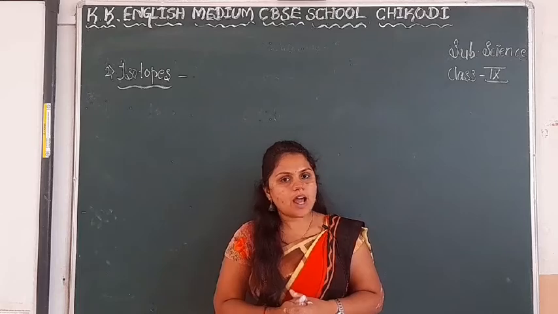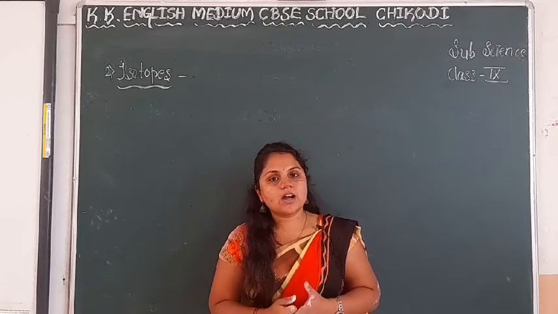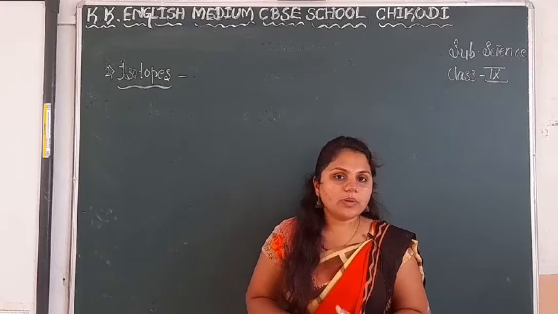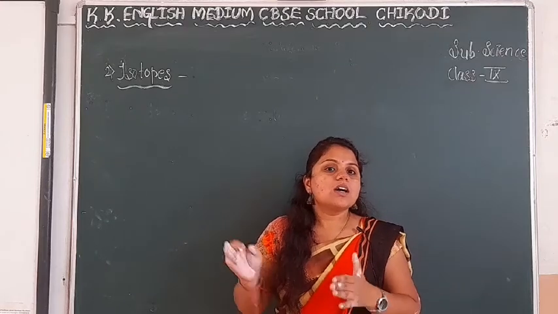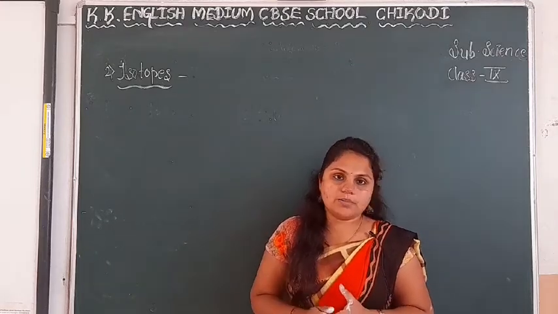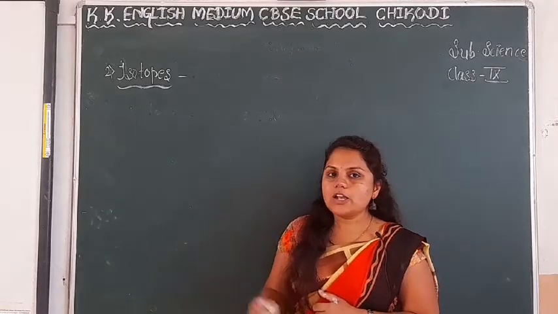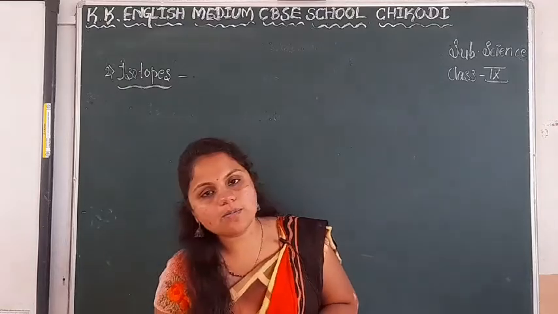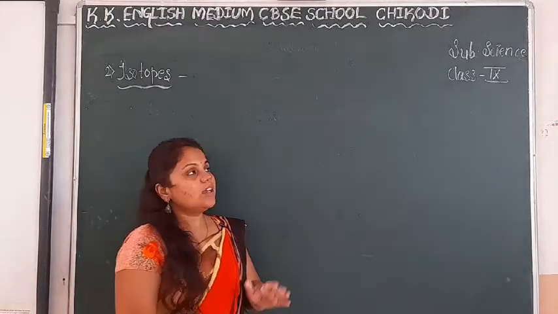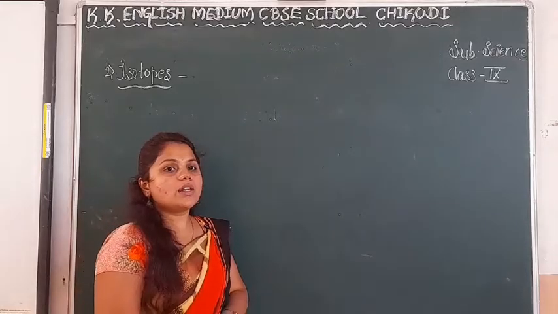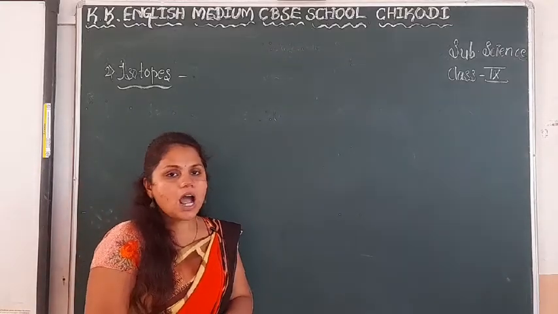What do you mean by isotopes? In our surroundings, so many elements are there which have the same atomic number but different mass number. So shall we take some examples of isotopes? Just look at some examples about the isotopes. If we take the examples, then easily you can understand the concept of the isotopes.